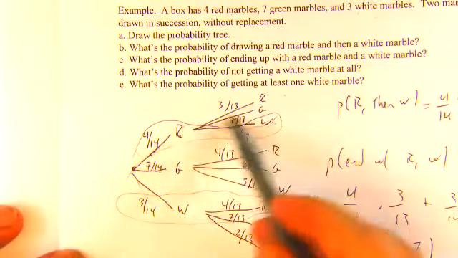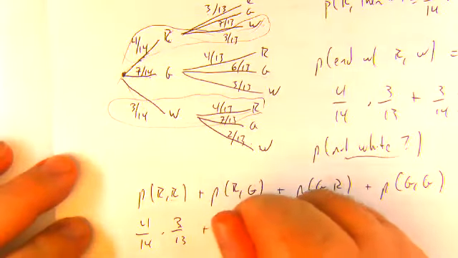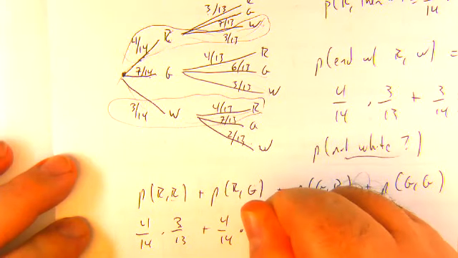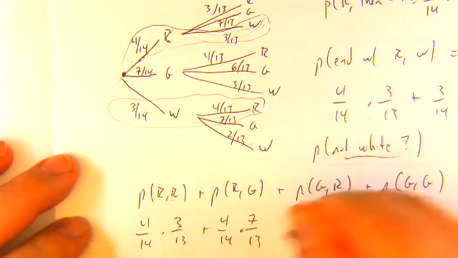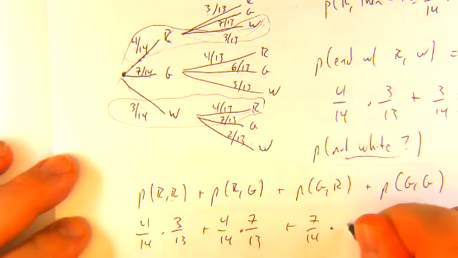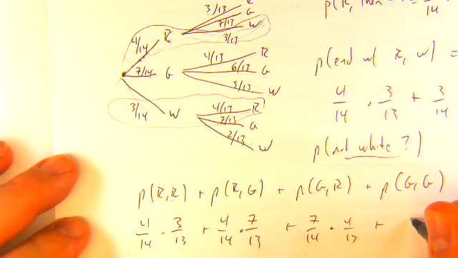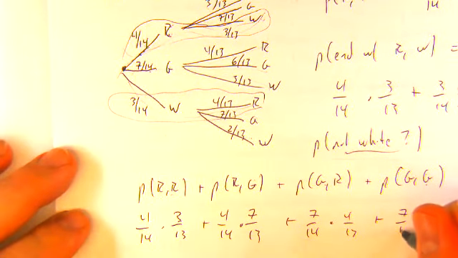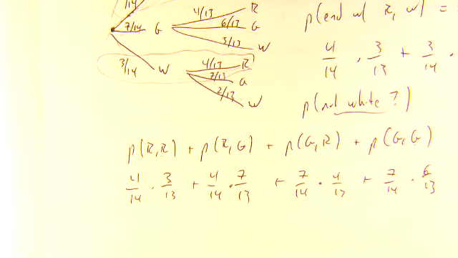Red and then green is 4 out of 14 times 7 out of 13. Green and then red is 7 out of 14 times 4 out of 13, plus green and then green is 7 out of 14 times 6 out of 13. That gives you your probabilities.